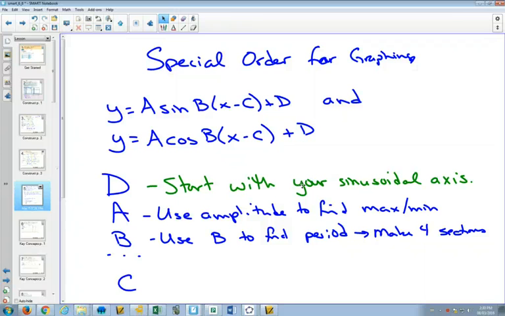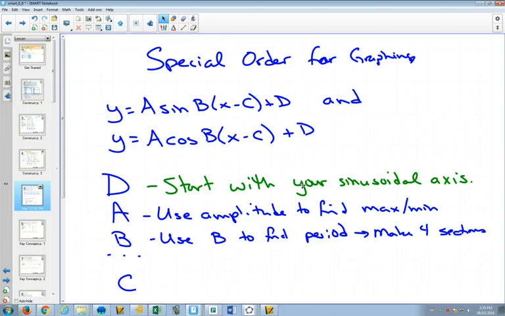So just a little bit of review from our special order for graphing. When you have a sine or a cos graph with all of those transformations, A is a vertical stretch or compression, B is a horizontal stretch or compression, C moves it left or right, and D would move it up or down. That's how you would do it if you followed normal transformation rules.